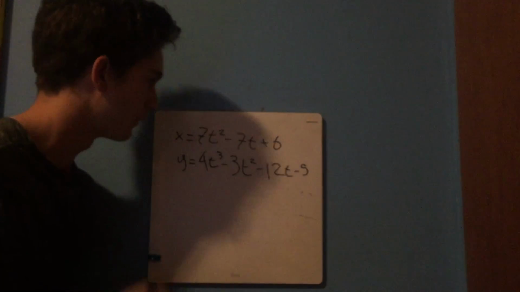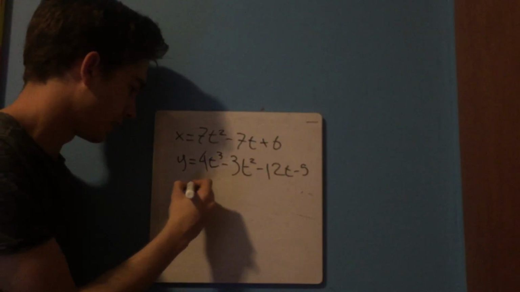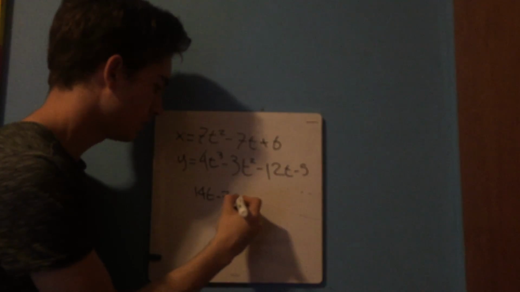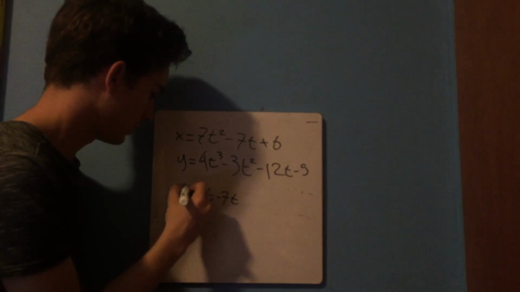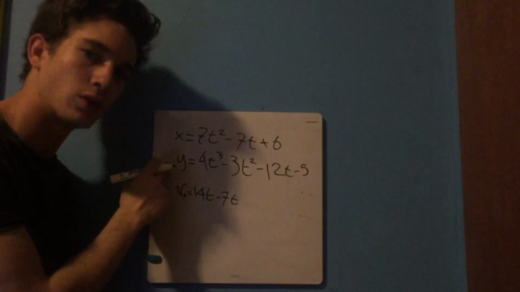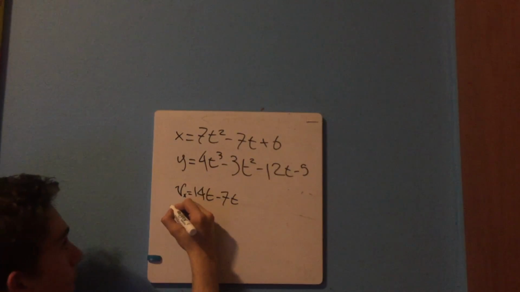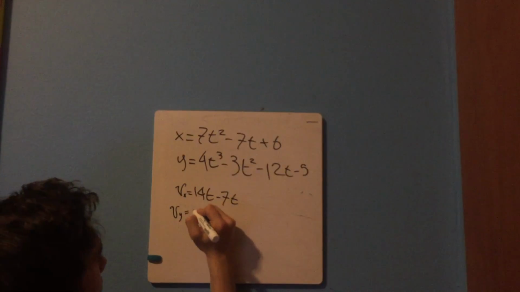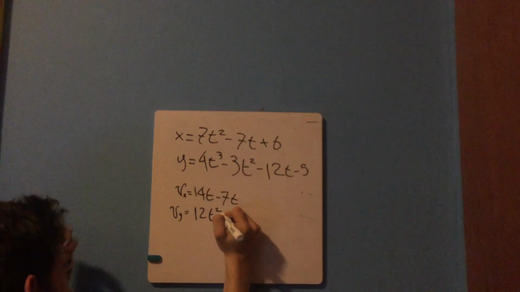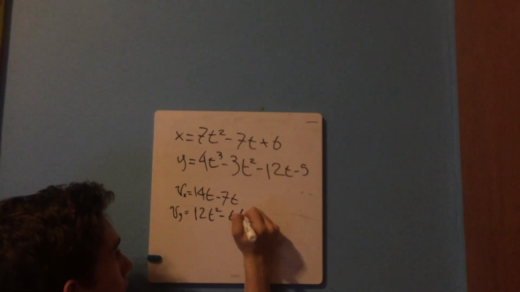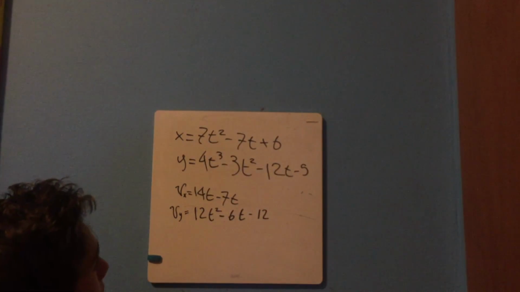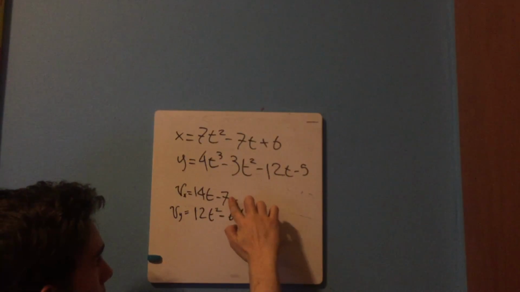Then do the math and figure out what the value is. Alright, so let's do it. First derivative of x equals 14t minus 7t, that is the velocity in x, alright? So then we have to do 2 derivatives for y, alright? So I'm gonna go ahead and do them. First one, here we go. Velocity in y equals 12t squared minus 6t minus 12, alright? So there we go. Sorry, just let me fix one thing, which is this one.